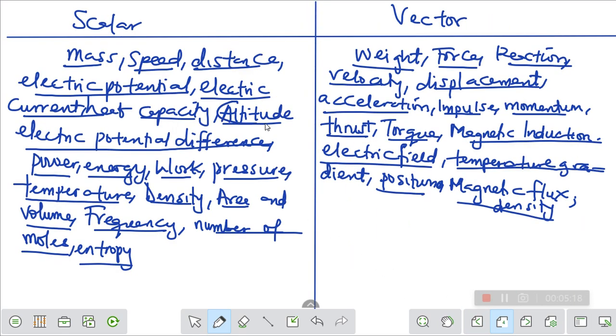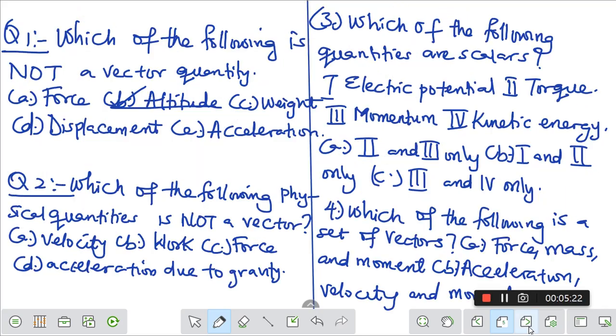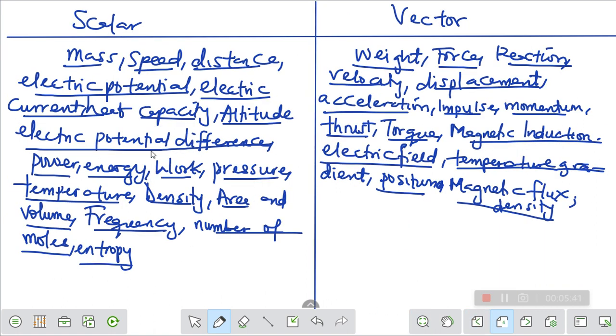Number 2, which of the following physical properties is not a vector quantity? Velocity is a vector quantity. Force is a vector quantity. Acceleration due to gravity is the same thing as acceleration. So the only one that is the answer is work. Work is a scalar quantity. You can see it in the diagram.